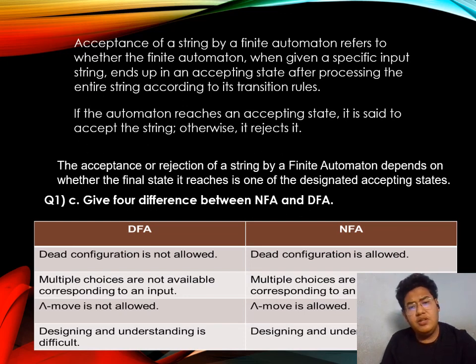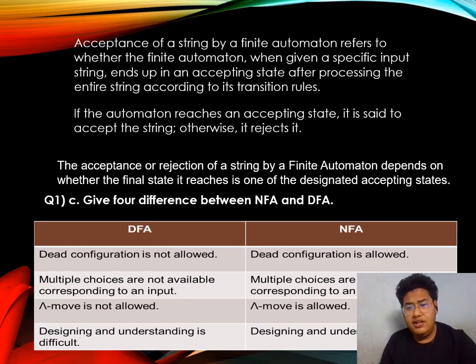The acceptance of a string by a finite automata refers to whether the finite automaton, when given a specific input string, ends up in an accepted state after processing the entire string according to its transition rules. If the automaton reaches an accepting state, it is said to have accepted the string, otherwise it is rejected. The acceptance or rejection of a string by finite automata depends on whether the final state it reaches is one of the designated accepting states.